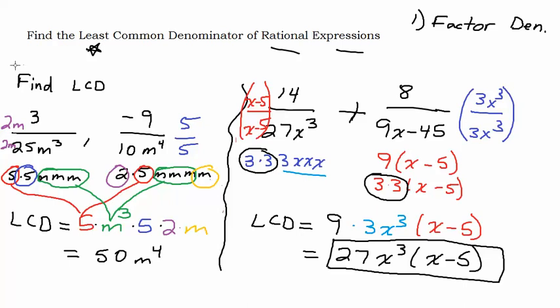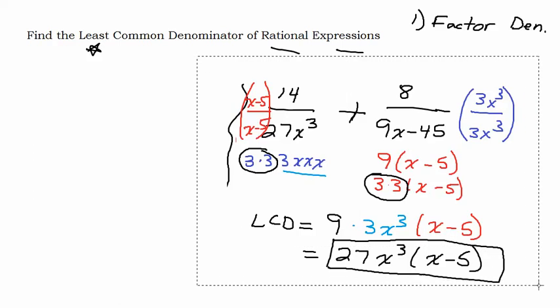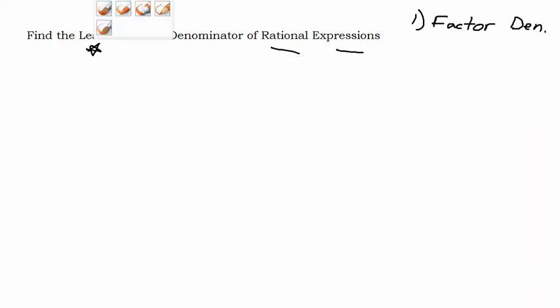Okay, let's try another one. Find the least common denominator. Basically, this really relies on your factoring skills. You have to be good at factoring. Let's do one with 3 fractions. That sound exciting? It's going to be the same idea if you have 3 fractions.